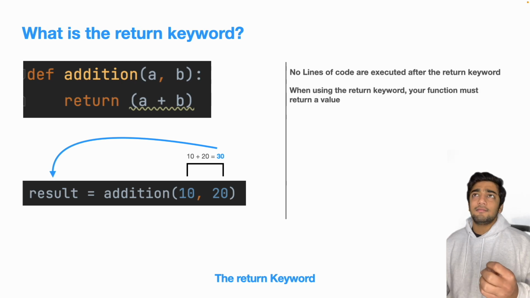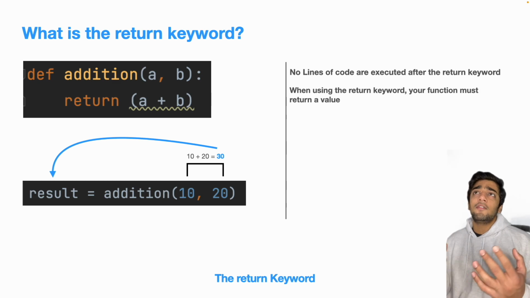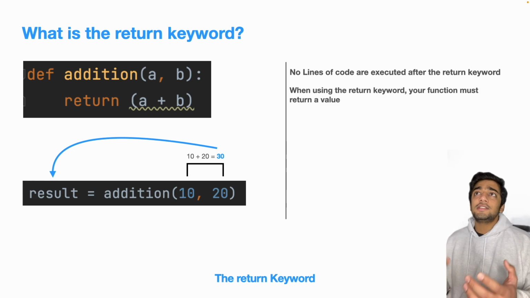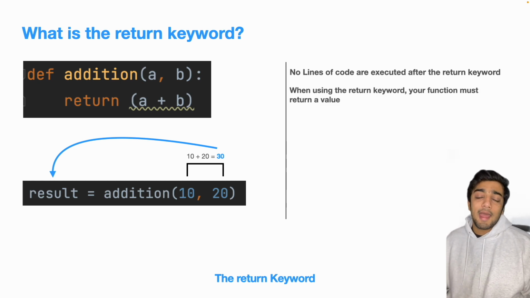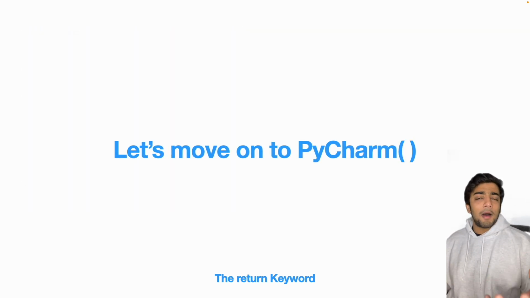You can't just type return and not give it a value, right? As you see on the screen, we've written return a plus b. So a plus b is the value that we're returning. You can't just use return without actually returning a value. That's pretty much about the theory, or the concept, of the return keyword.